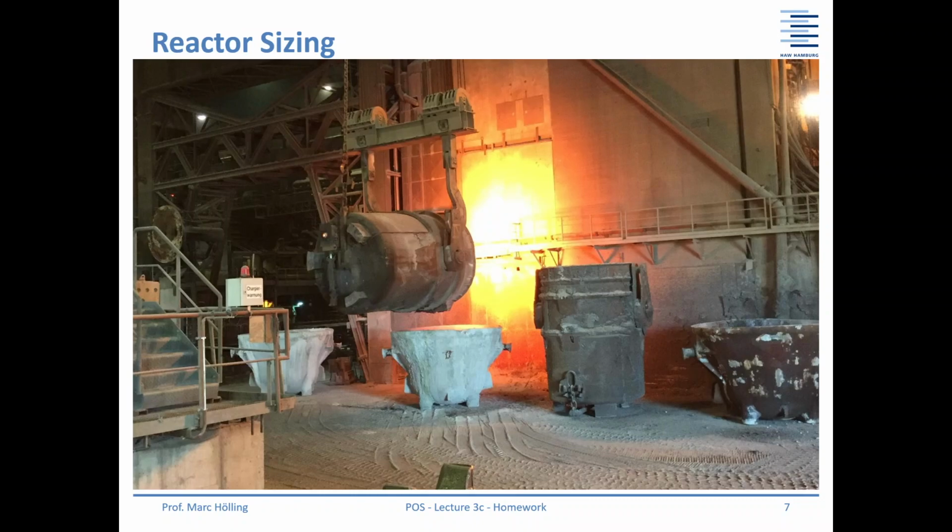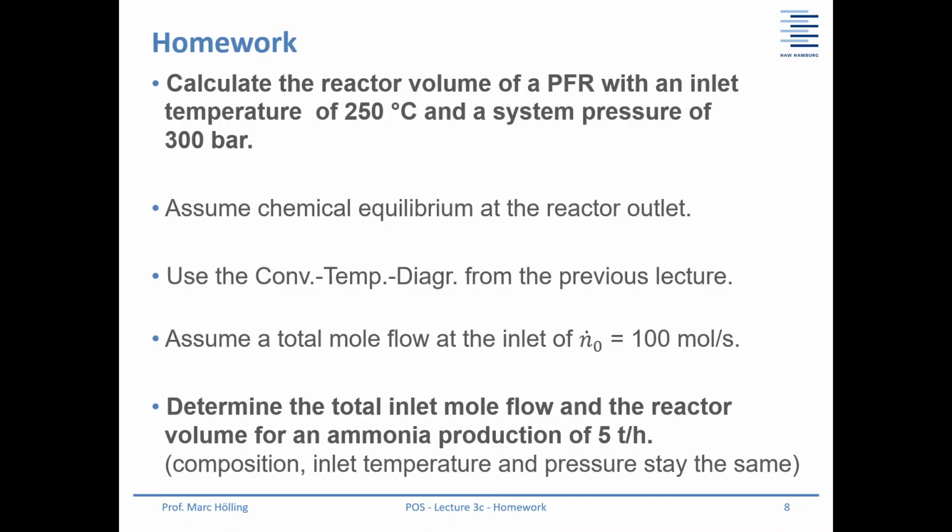The second homework was reactor sizing. And here you should do the same for a temperature of 250 degrees and a system pressure of 300 bars. You should calculate the reactor volume with the same assumption as before. We have a total mole flow of 100 moles per second. And the second question is, if you want to achieve an ammonia production of 3 tons per hour, what would be the total inlet mole flow and the reactor volume?